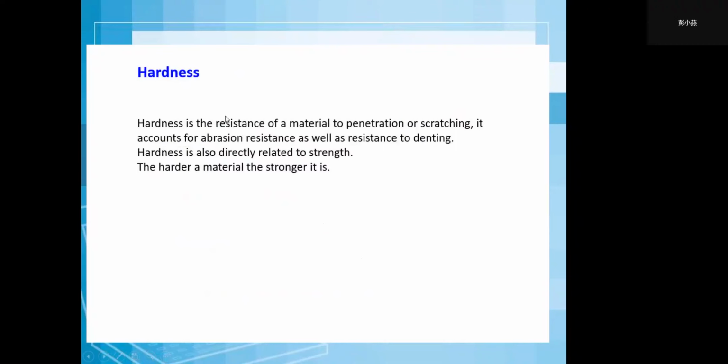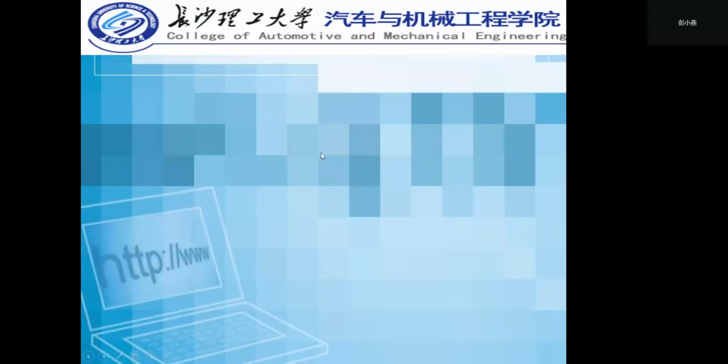Okay, for hardness, hardness is the resistance of a material to penetration or scratching. It is a measure of abrasion resistance as well as resistance to denting, and hardness is also directly related to strength. The harder a material, the stronger it is. Let's see a video.